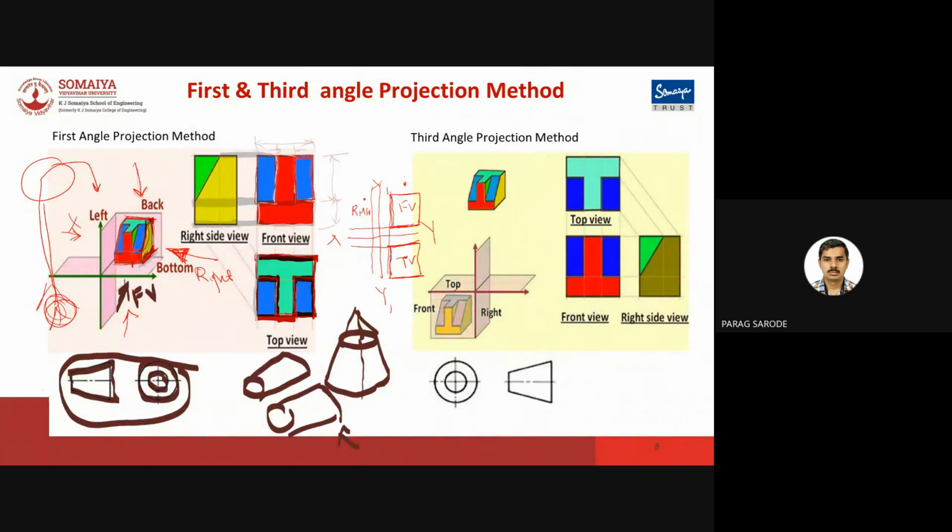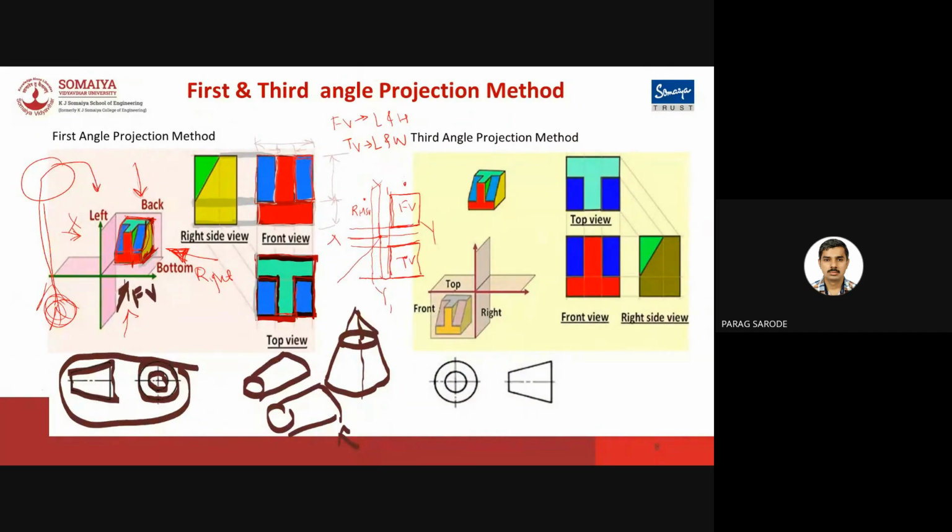So in the front view, we get the length and height, whereas in the top view we get the length and width of the figure. The same way, from the intersection of this xy line and the x1 y1 line, we get the point. And then we draw a 45-degree line like this. This line is called the projector line, the line of projection.